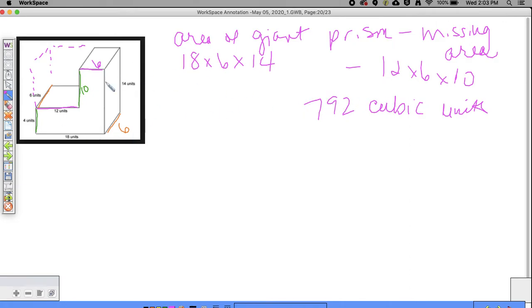And so that would be if you were to just find the volume of the giant prism and take out the volume of the little prism, what that gives you.